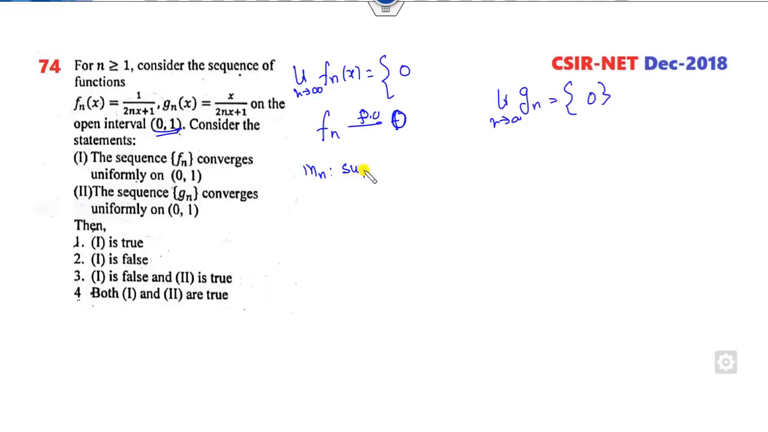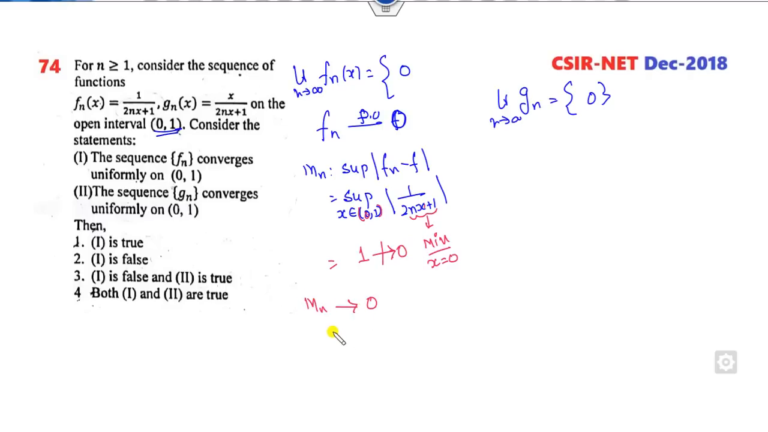So we can define here fn minus f. The supremum, x belonging to the open interval (0, 1), of 1 over (2nx plus 1). Now you want to find the maximum. When will it be maximum? When this denominator part is minimum. This part will be minimum corresponding to x equal to 0. So what is the value? It is 1, which does not go to 0. Remember, whenever Mn goes to 0, then it is uniformly convergent. So f is not uniformly convergent.